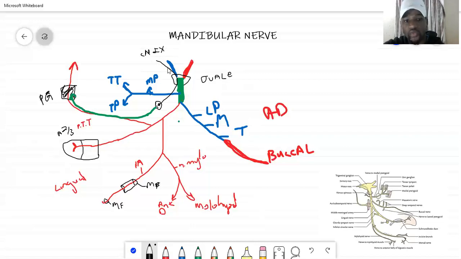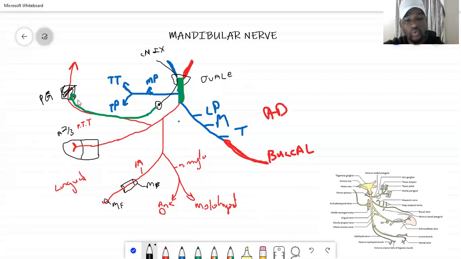What it will do is descend and exit the skull via the foramen ovale, and then go to the otic ganglion. This is your otic ganglion, the whole of this. From the otic ganglion, the postganglionic fiber will continue to join the auriculotemporal to supply the parotid gland. So this is the parasympathetic fiber. It's a parasympathetic fiber, this lesser superficial petrosal nerve.